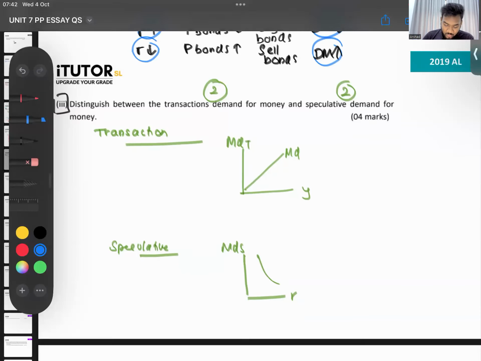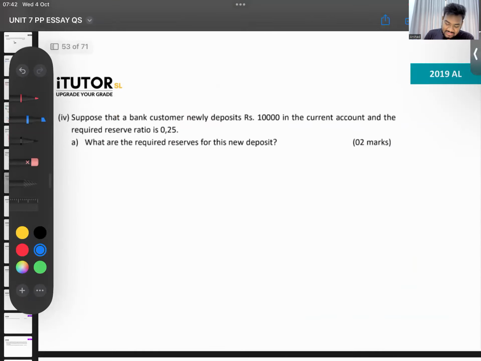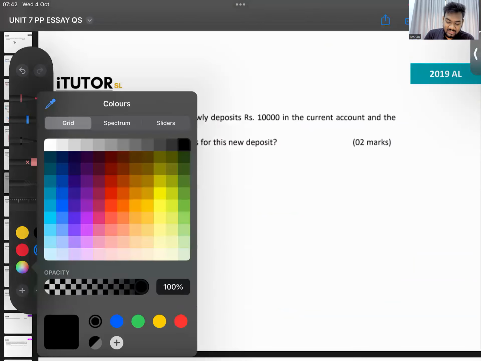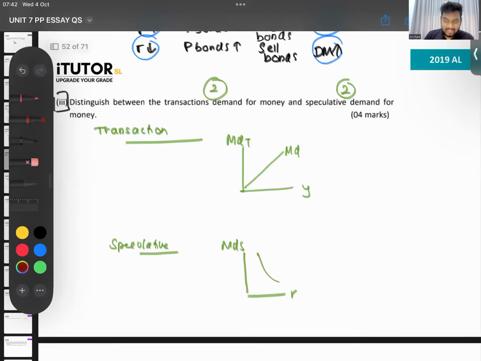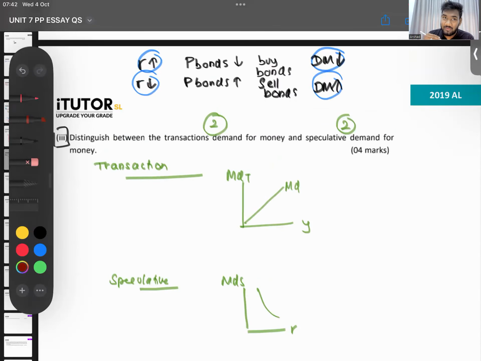Okay. Question 4. This is one of the easiest credit creation questions that you will ever get in your paper. Usually speculators don't consider interest rates? Speculators do consider. Now, the objective is when the interest rates go up and the price of bonds comes down, they expect that in the future, interest rates will come down and the price of bonds will go up. So they expect this to reverse in the future. That's why they buy it now.